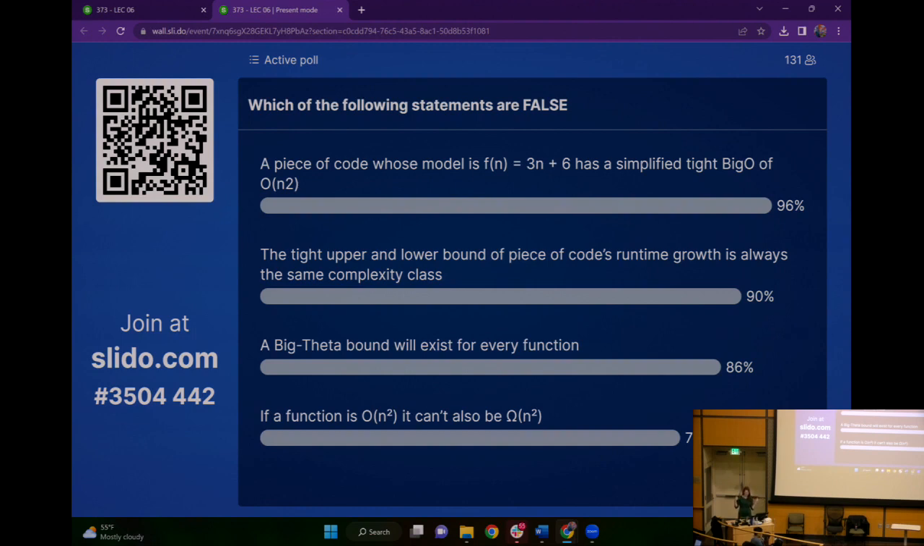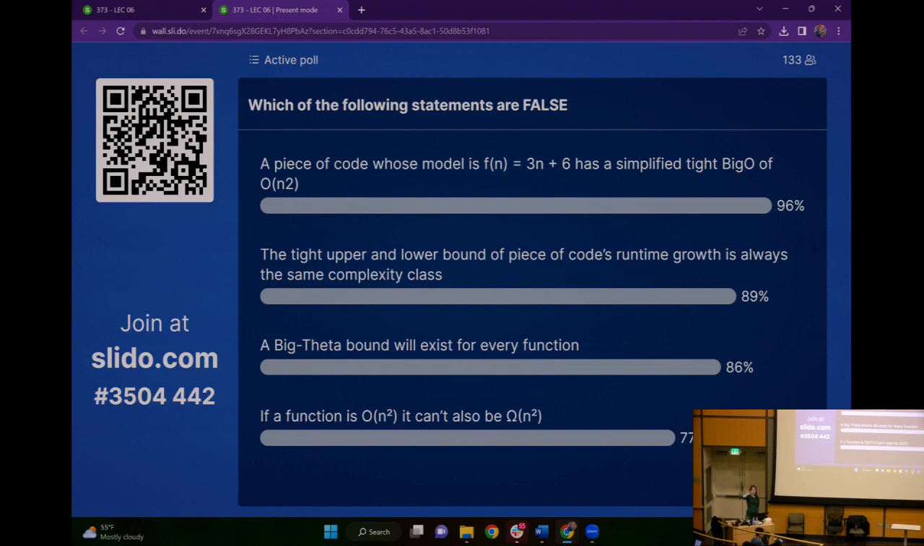The tight upper and lower bound of a piece of code's runtime growth is always the same complexity class. On Wednesday, we saw some examples. Did we see any examples on Wednesday for which this was not true? Does anyone remember? Yes, in the back. Yes, so that is a situation where, if the function's just log n, the tight upper and tight lower would be log n. But you're right, it would be upper bounded by n. It wouldn't be lower bounded by n, though, in that particular case.